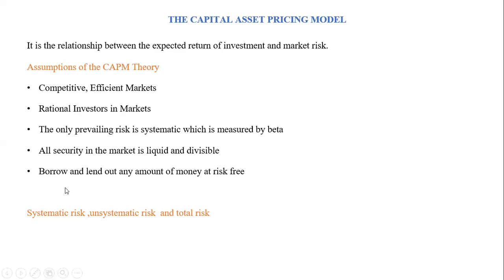And by types of risk, we have systematic risk, unsystematic risk, and total risk. The main classification here is systematic and unsystematic risk. Now, systematic risk is risk that you can't control.